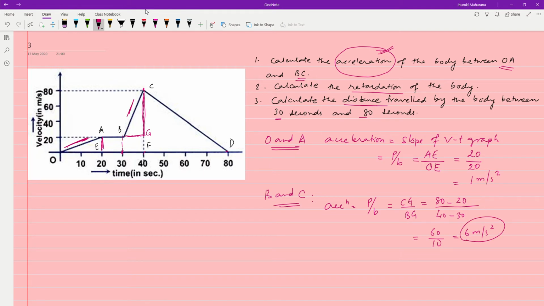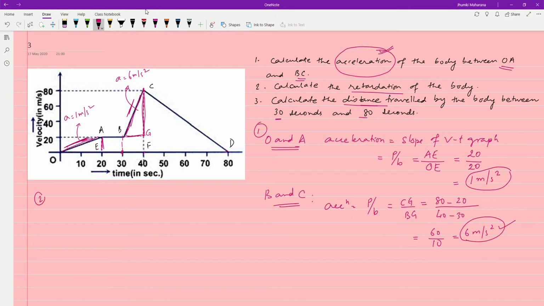Now here the acceleration is more, here the acceleration is less. From the graph also you can see this graph has a less slope, and this graph has got a greater slope, it is more steeper. So the value here is 6 meter per second square. Here acceleration is equal to 6 meter per second square. And here acceleration is equal to 1 meter per second square. Okay. This is question number 1.